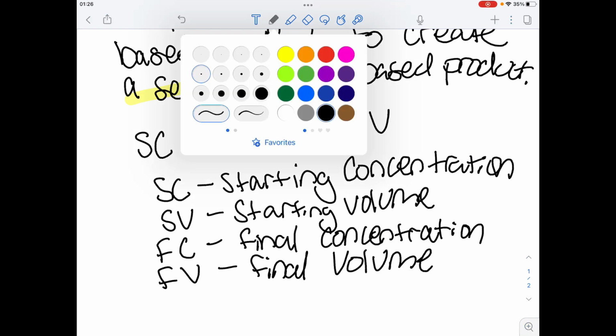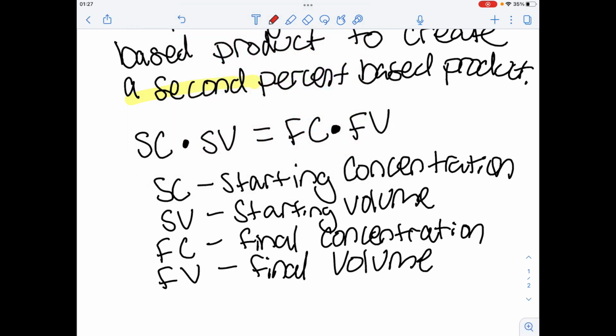So one important thing to note, so I'm going to write it in red, is that because we're working with percents, we need to have everything that we're working with in either grams or milliliters. So if you're given a volume with anything that's not milliliters, you need to convert to milliliters before plugging into this equation. So anything in this equation needs to be in grams or milliliters.